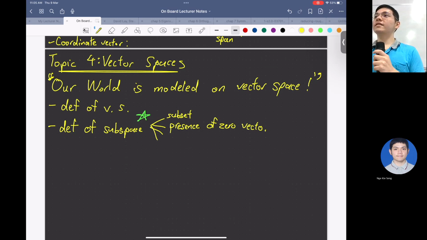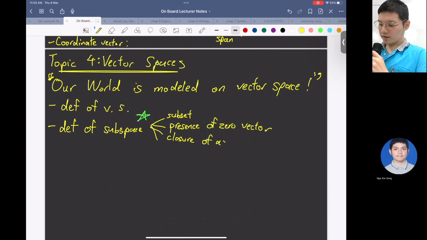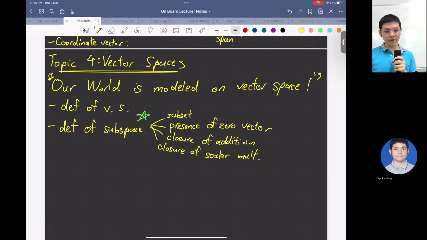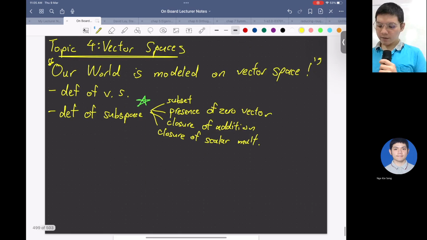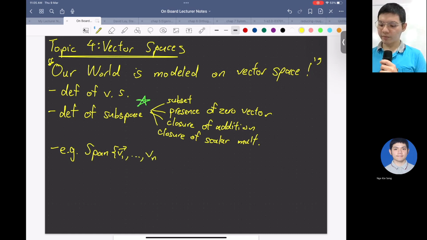If you don't understand what I say, you just listen first, and then go back and make sense of it. And then closure of addition, of scalar multiplication. Okay, so make sure you know how to show. And then one easy way to get a subspace is to just take the span of vectors. This is an easy, cheap way to get a subspace. Just take some vectors and consider the span.